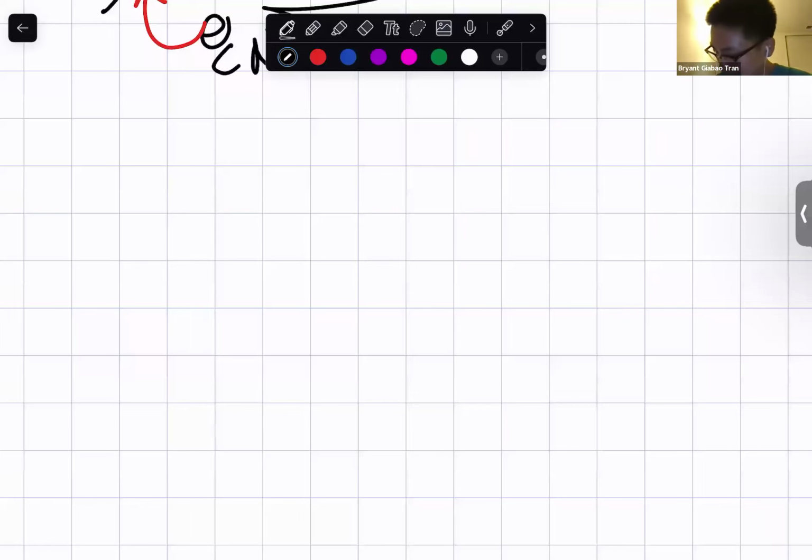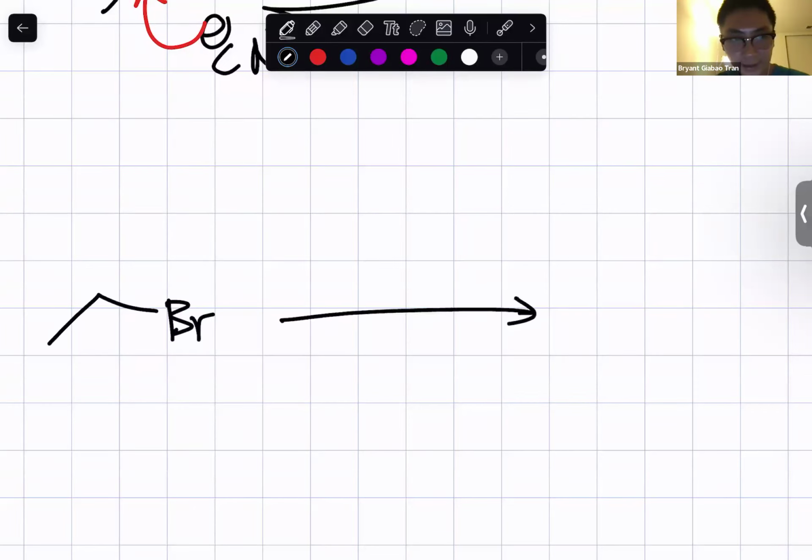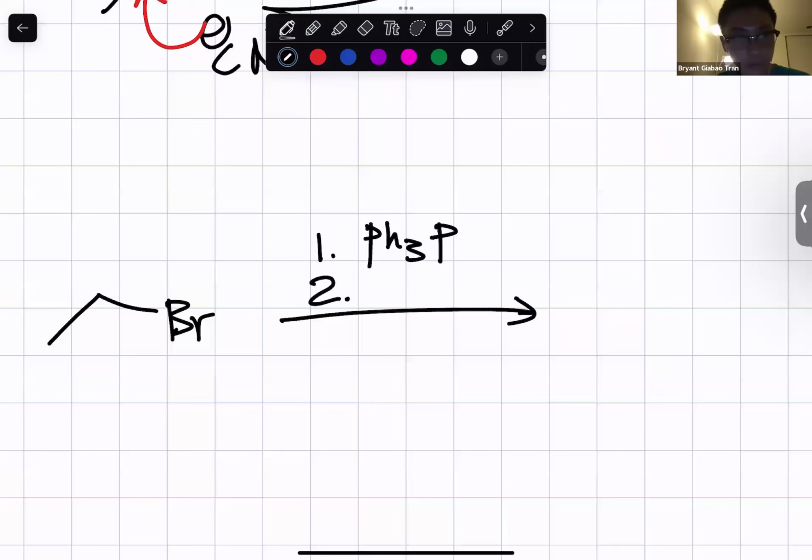Right. Because let's say we have this haloalkane and we have this multi-step predicted product. I think it was, yeah, let's do this. Oh, I hate this one. Yeah, with the phosphorus.